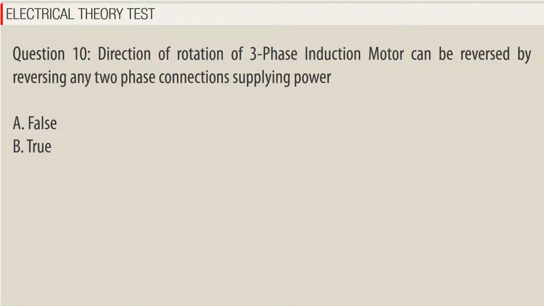Question 10. Direction of rotation of a three-phase induction motor can be reversed by reversing any two phase connections supplying power. A. False. B. True.